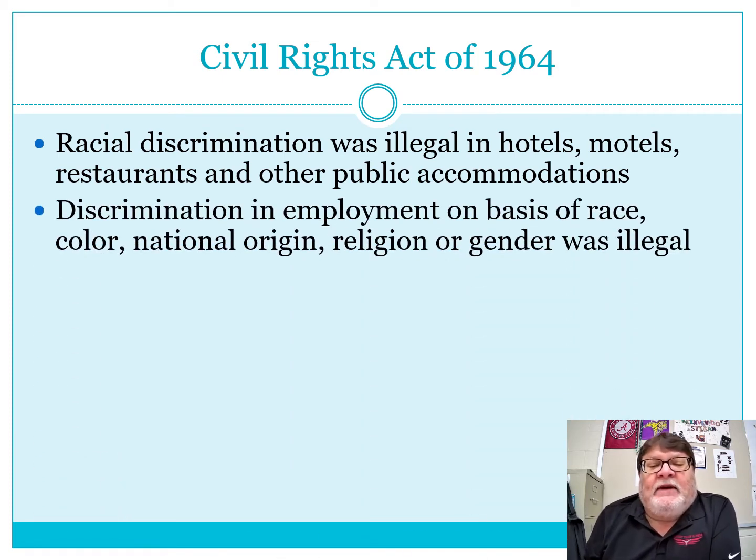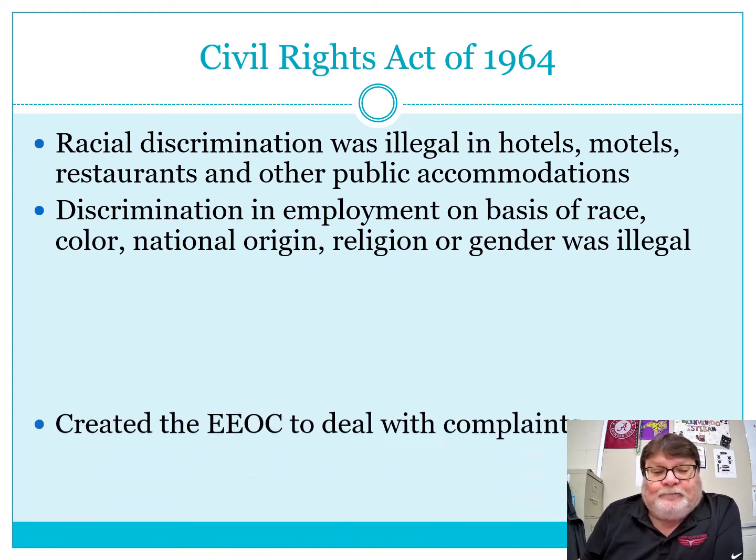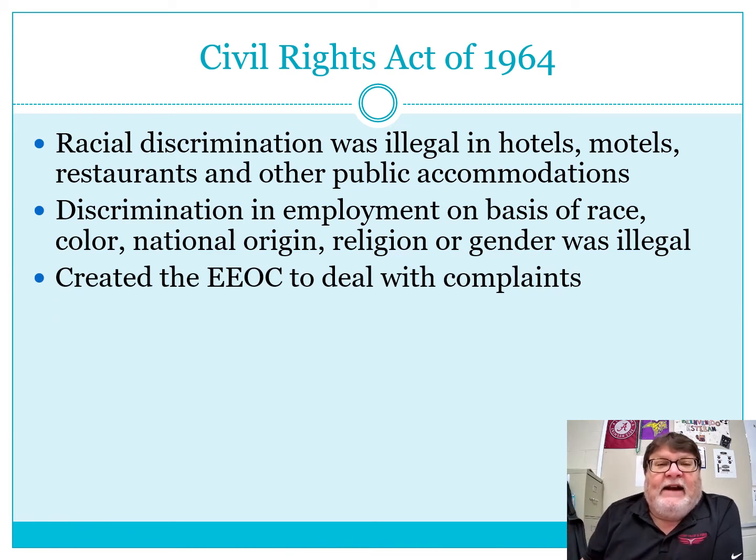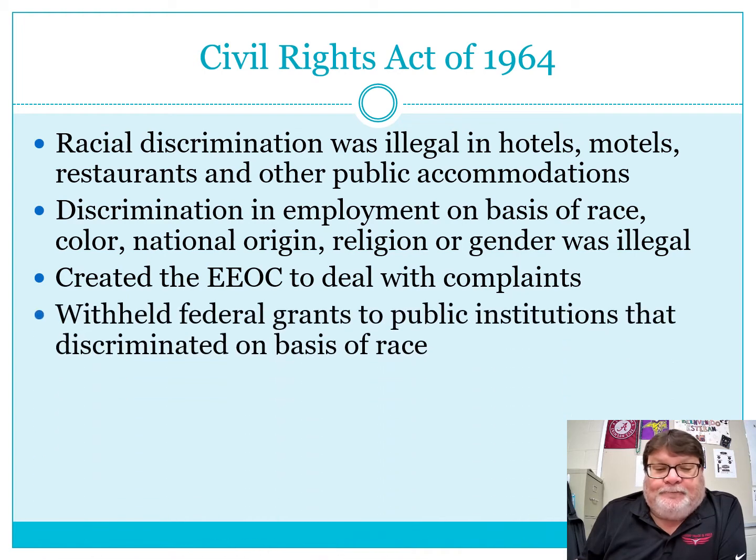It also ended discrimination in employment on the basis of race, color, national origin, religion, or gender. Discrimination on those bases is illegal. And in order to deal with that, they created a federal office that is now part of the bureaucracy, if you remember from Unit 2. They created the Equal Employment Opportunity Commission, the EEOC, to deal with complaints. So even today, that office still exists. If you think there was employment discrimination, that would be the office you would contact with your complaint, and you would go from there.